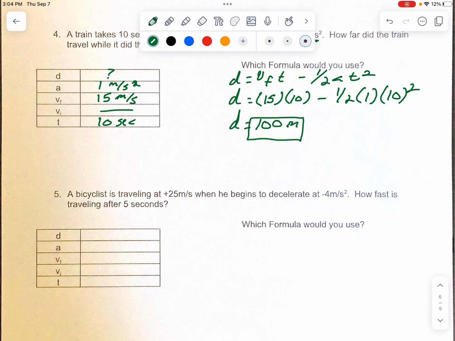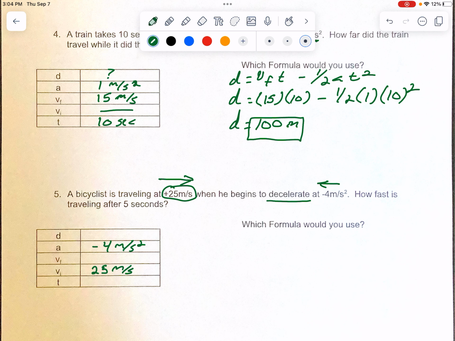Okay, number 5, a bicyclist is traveling at 25 meters per second when he begins to decelerate. That means he's starting to slow down, so this 25 right here was my initial velocity. So 25 meters per second. Decelerates at negative 4 meters per second squared, so that is my acceleration. It is okay to be negative because that means it is slowing down. It's going against your velocity. Let's just say the bicyclist is going to the right with a positive velocity. That means acceleration is going to be going to the left because it's going against him. So therefore it can be negative.